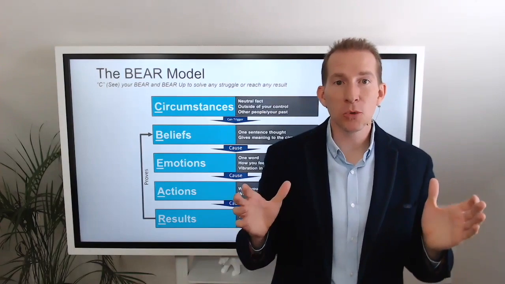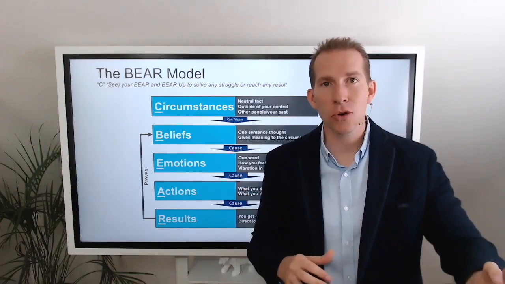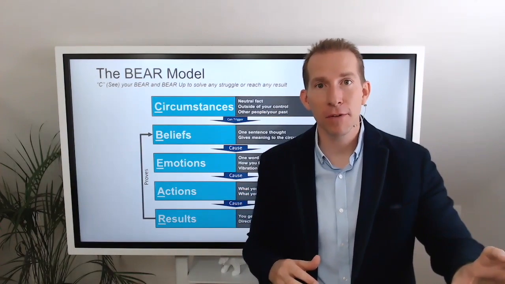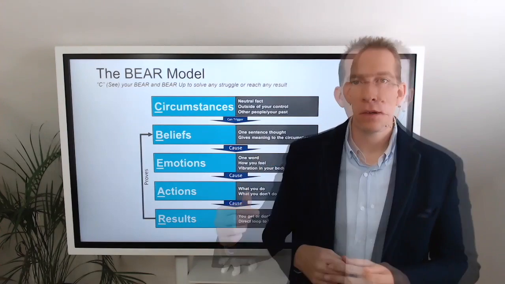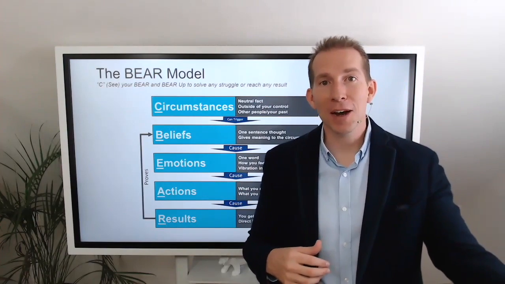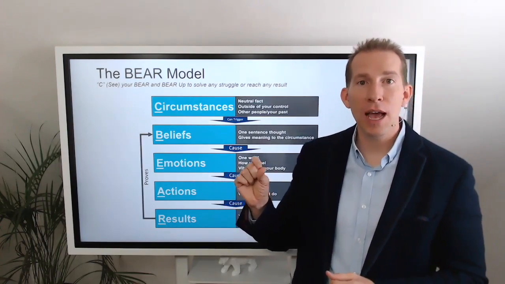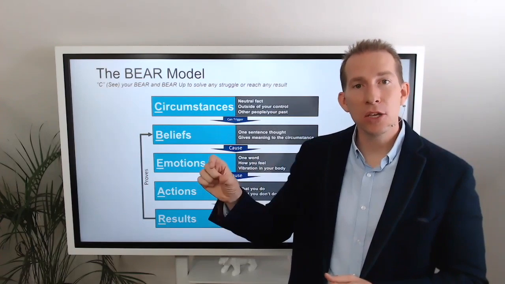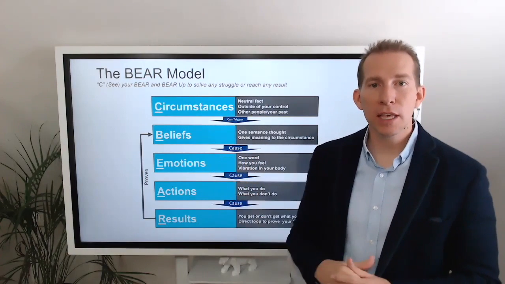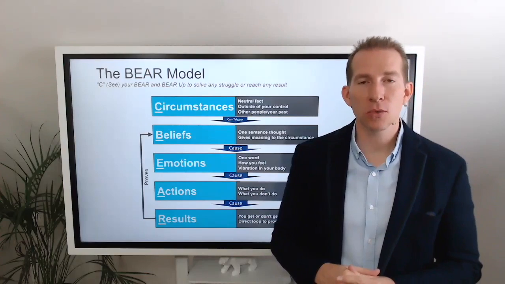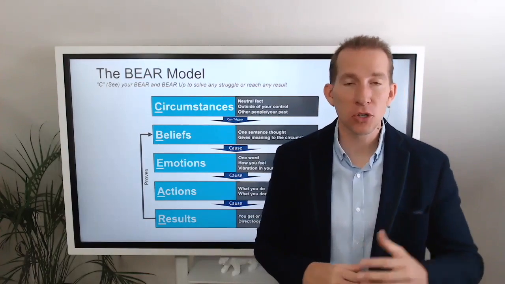The BEAR model is what we use to solve any struggle, any problem that you have in your life, or to reach any result. And we help you to see your BEAR. Think of "see" as the word SEE, so that you're seeing your BEAR. And then you can see beliefs, emotions, actions, and results. It spells out BEAR. So let's go one by one.